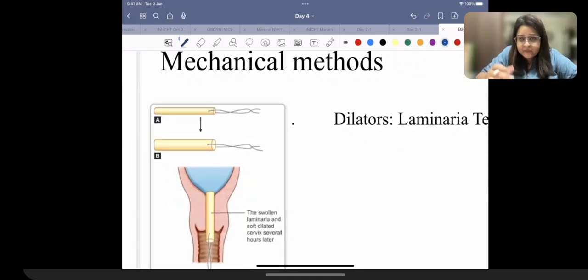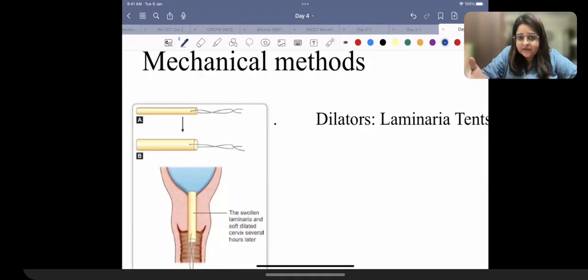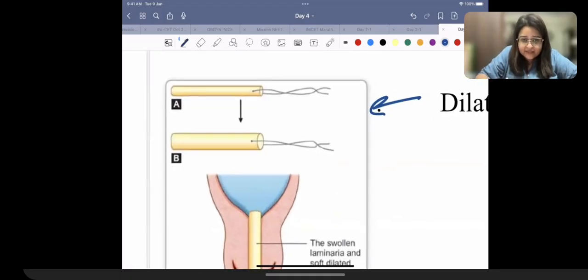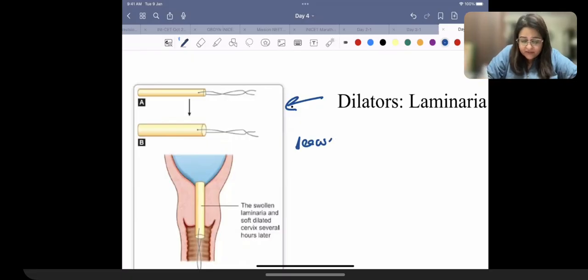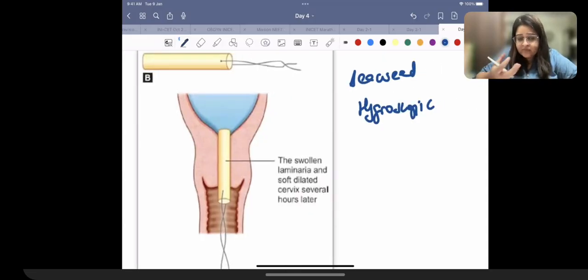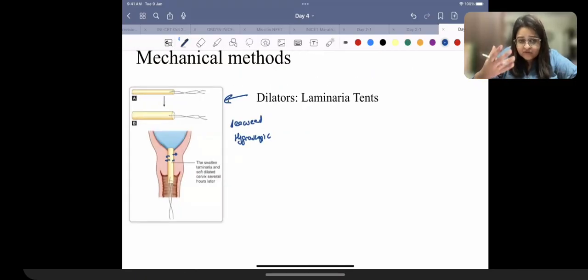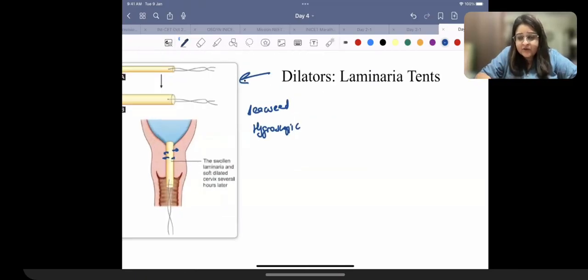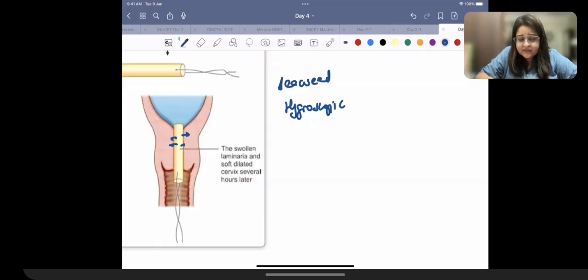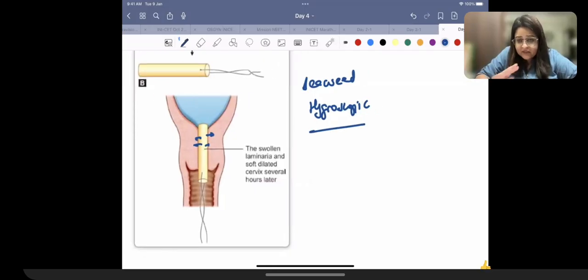Mechanical methods. Remember I told you yesterday, in molar pregnancy we may use laminaria tents. This is how the laminaria tent looks. It is made of seaweed, and it is hygroscopic. That means if you insert it inside the cervix, it is going to absorb water from the surroundings and swell up. And if it swells up, it dilates the cervix, and this is a mechanical method of cervical dilatation. It's not bamboo, it is made of seaweed. Okay, so in India these are not available.